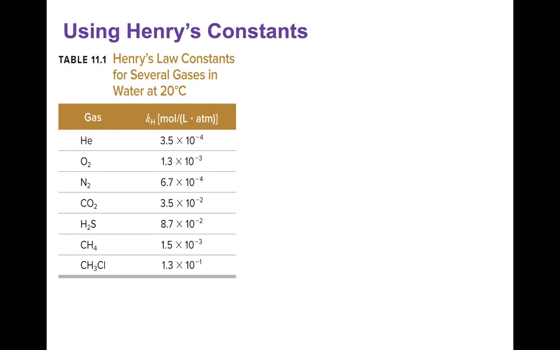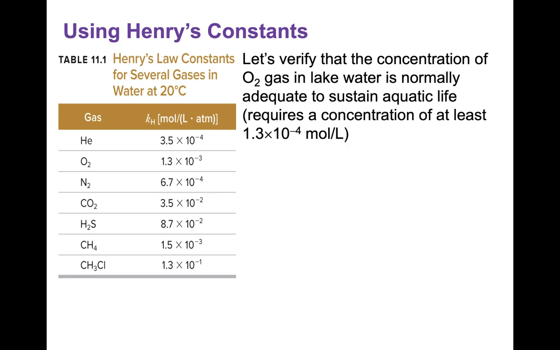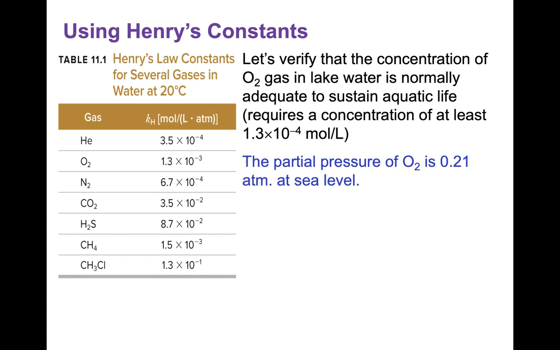So let's go back to thinking about how we can use Henry's Law constants to answer questions and solve problems. Our first problem is verifying the concentration of oxygen gas in lake water to sustain aquatic life. What is required is 1.3 times 10 to the negative 4 moles per liter. We want to verify that that's what we have. In general, at sea level, the partial pressure of oxygen is 0.21 atmospheres. So we're going to use Henry's Law: the concentration of the gas is Henry's Law constant times the partial pressure of the gas.